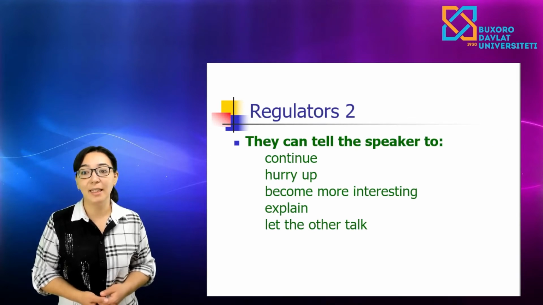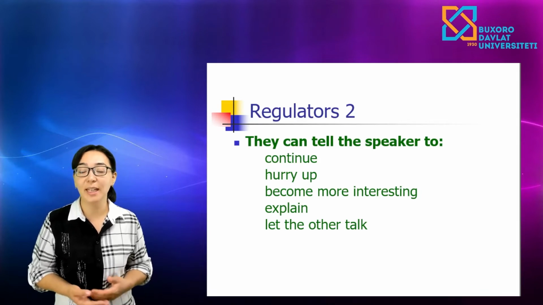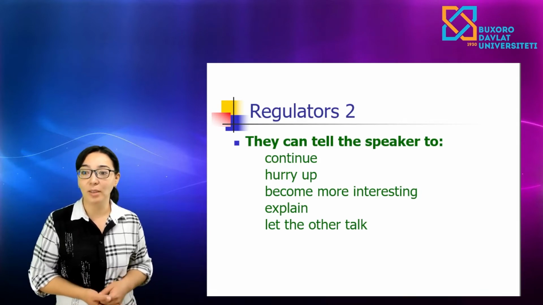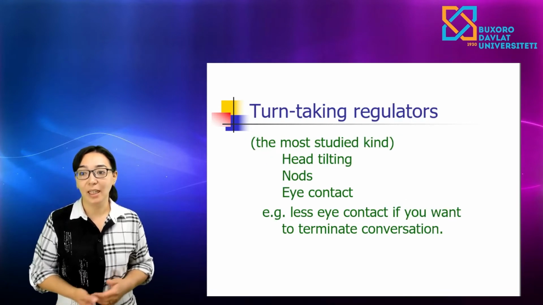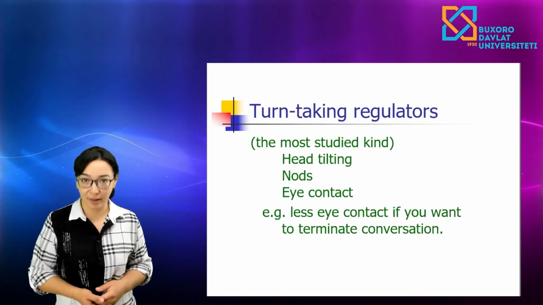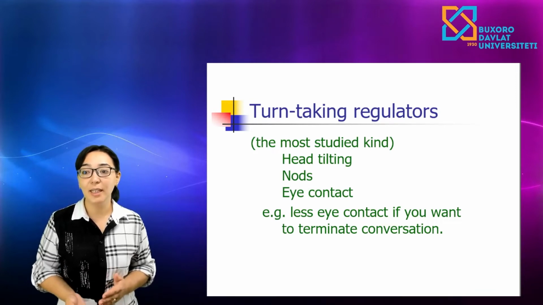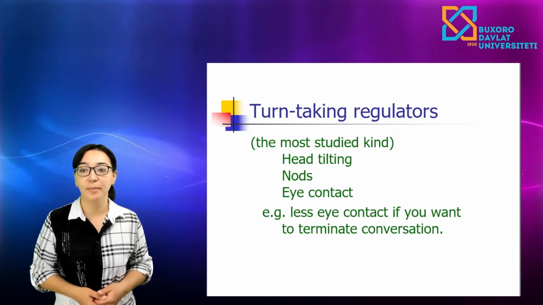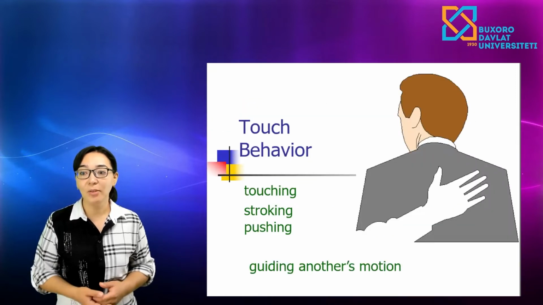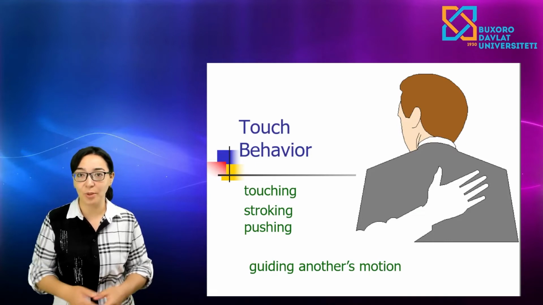Regulators can tell the speaker to continue, hurry up, become more interesting, explain, or let the other talk. And turn-taking regulators mostly refer to head tilting, nods, eye contact, and in this case, less eye contact if you want to terminate a conversation, of course. And touch behavior refers to touching, stroking, pushing, or guiding another's motion.